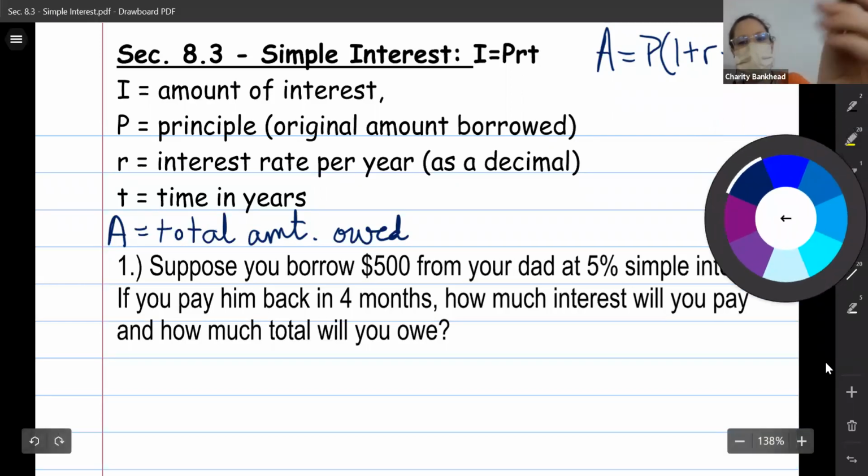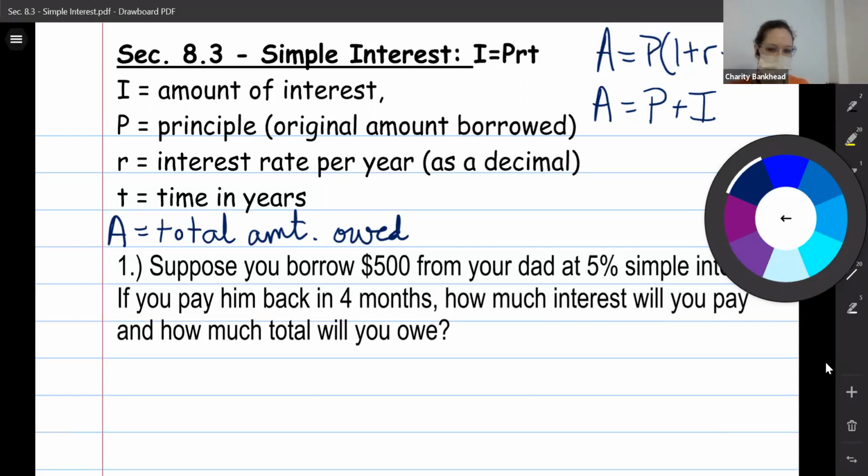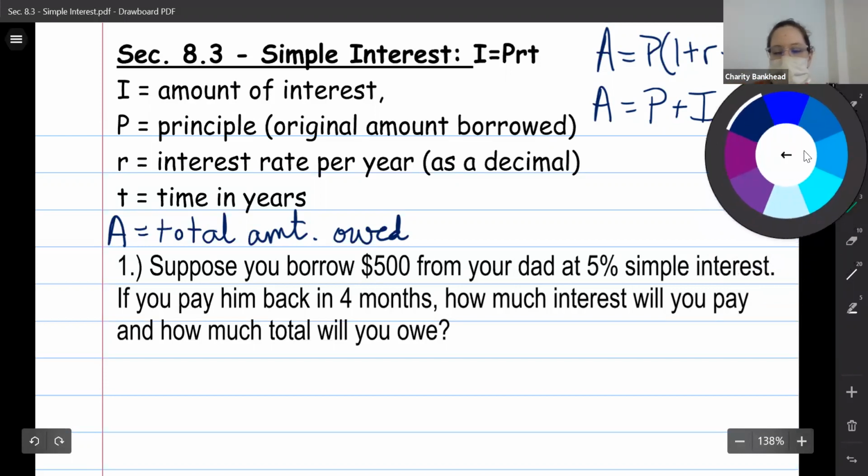So it's also true that A is equal to principal plus interest. That's not really considered a formula. It's not on your formula sheet, but that's something that is helpful to know. So it really doesn't matter which formula you use as long as you know exactly what each variable represents and how to plug in the right number to the right variable.